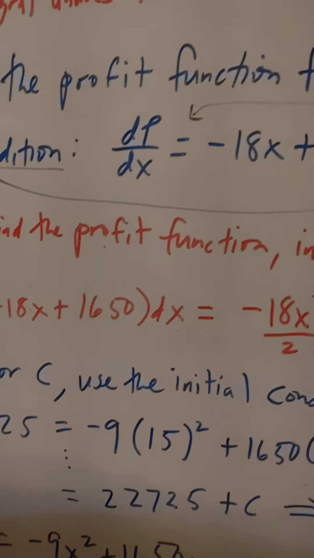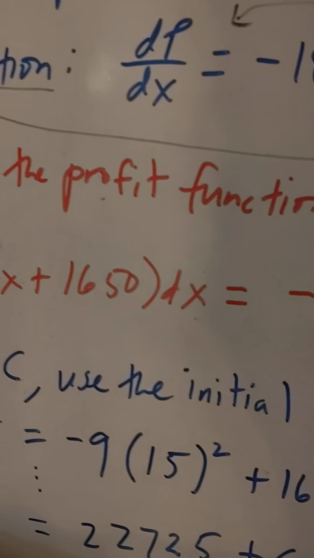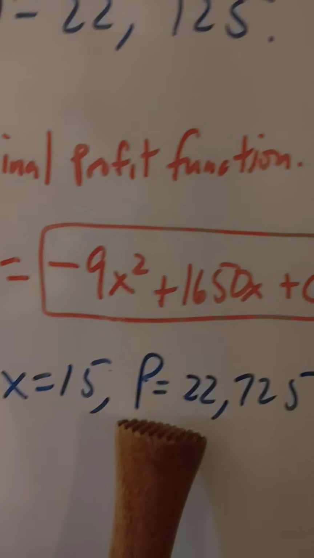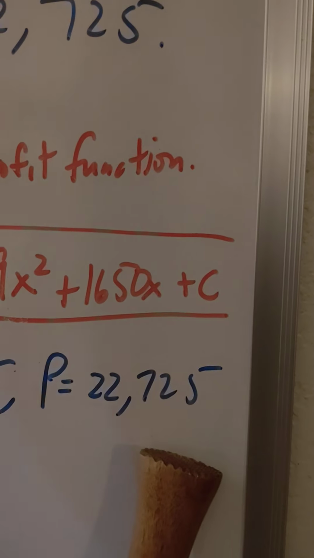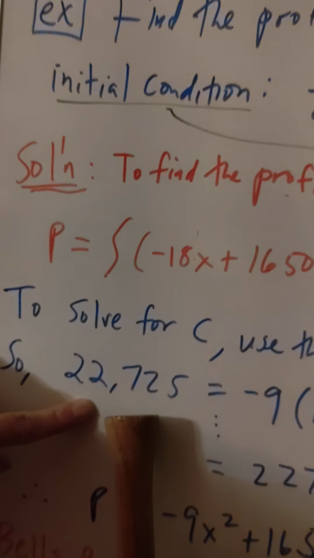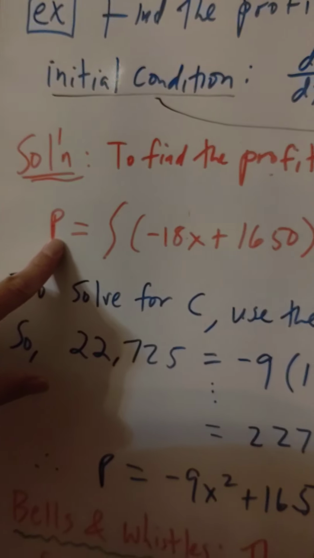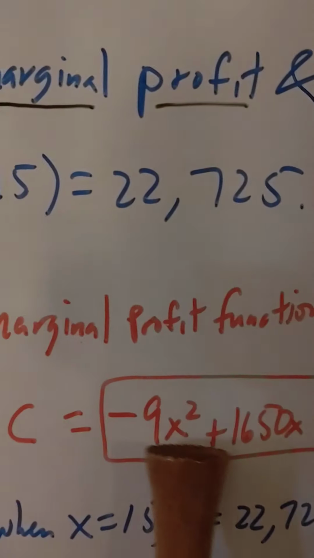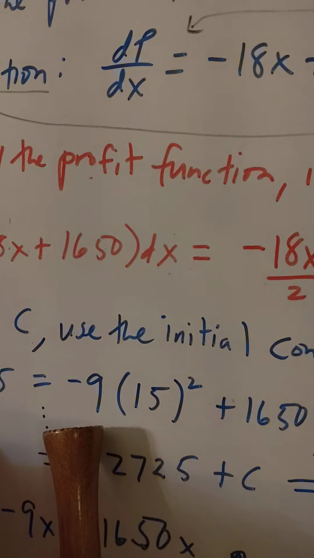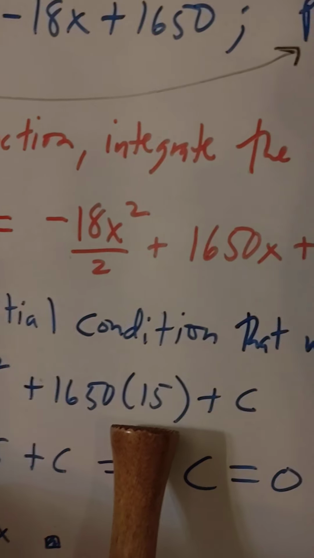Okay, and then finally, what is the point of having the initial condition? So you can solve for c. To solve for c, use the initial condition that when x is 15, the profit is $22,725. So for profit, we write 22,725, since we know that's the profit when x is 15. The profit is equal to this right here, so wherever you see x's, you write 15s. Therefore, we have 22,725 equals negative 9 times 15 squared plus 1650 times 15 plus c.